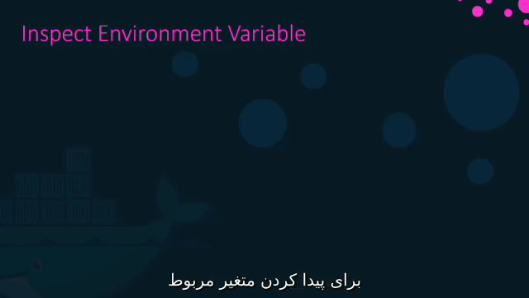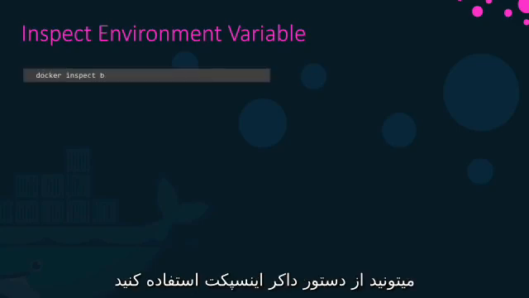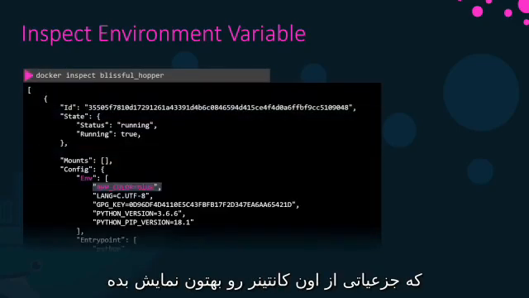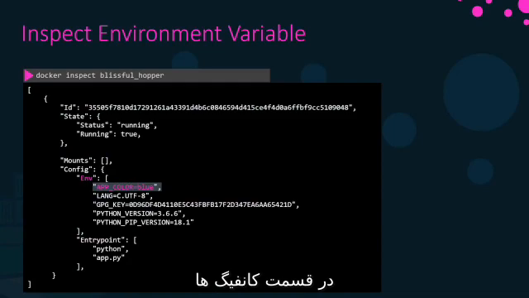So how do you find the environment variable set on a container that's already running? Use the docker inspect command to inspect the properties of a running container. Under the config section, you will find the list of environment variables set on the container.